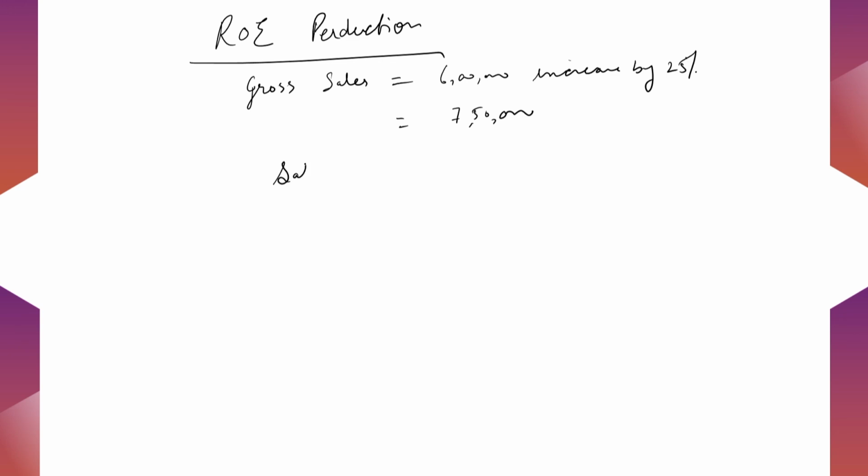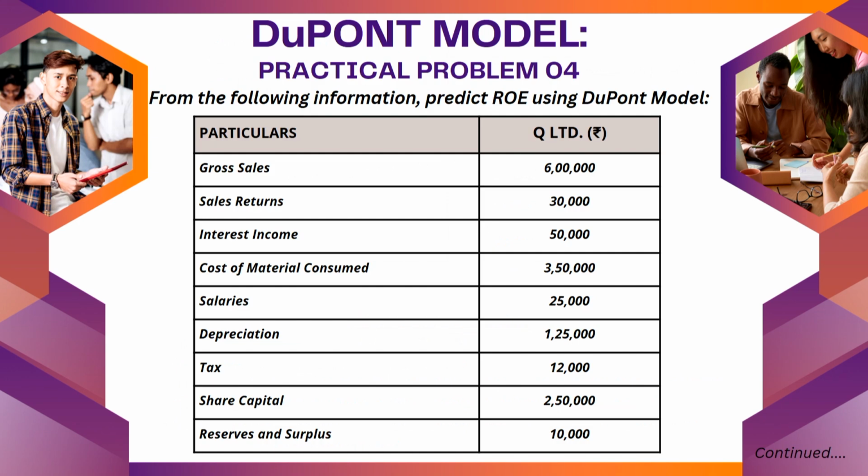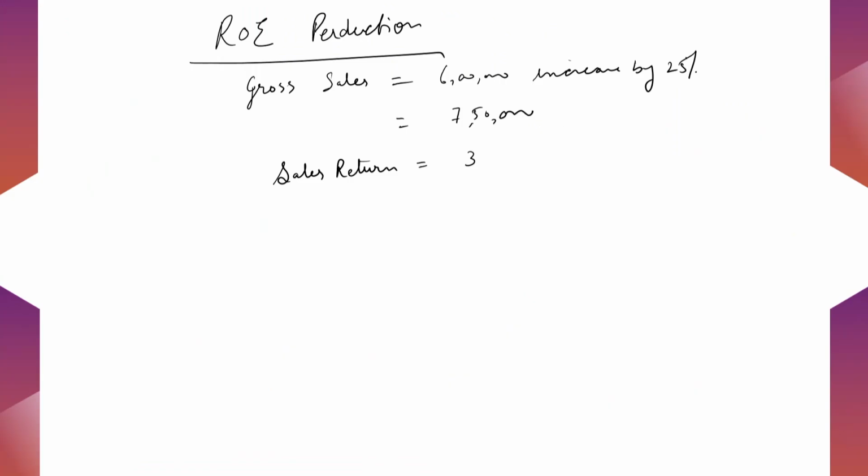Sales return, because it is gross sales, so we have to consider the sales return, which is given in the question as 30,000. So we keep it unchanged, 30,000. So we can calculate the figure of net sales, which is going to be 7,50,000 minus 30,000, 7,20,000.